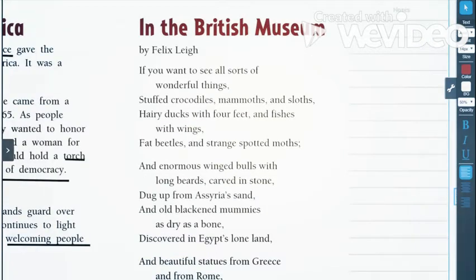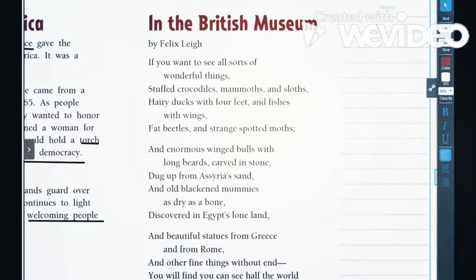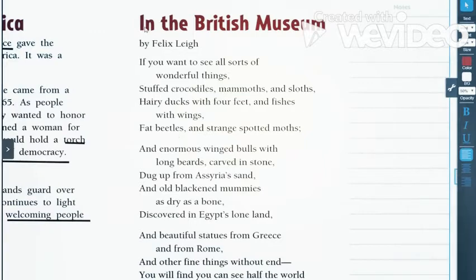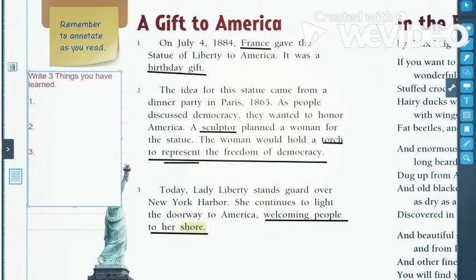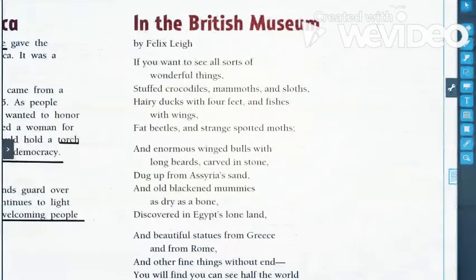Hopefully by now you have written down the 3 things you learned about A Gift to America on the left side of your text. Now we're going to move on to page 13, and we're going to read on the right side of our text on page 13 this poem called In the British Museum. This is going to be a rhyming poem. So our goal is to listen for words that rhyme, and we're going to make a list on the notes page on the right-hand side of words that we find that rhyme. We're also going to circle those in the text as we find them. So listen carefully as we read aloud In the British Museum.